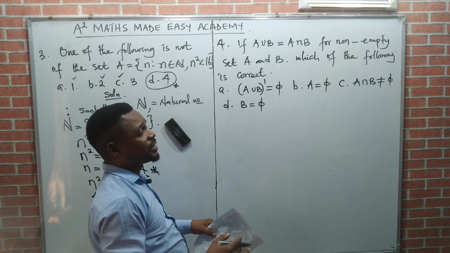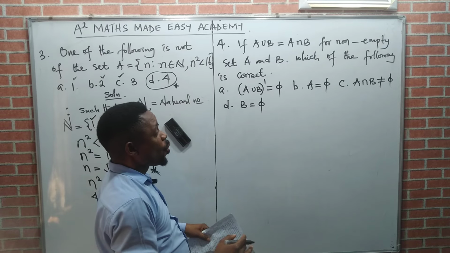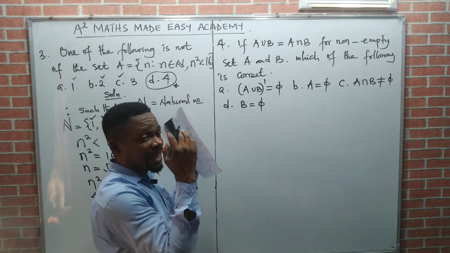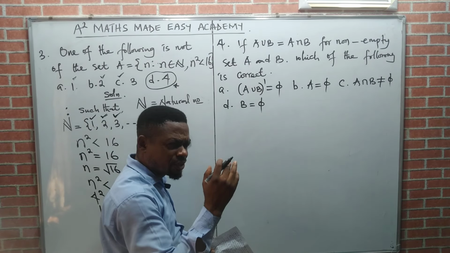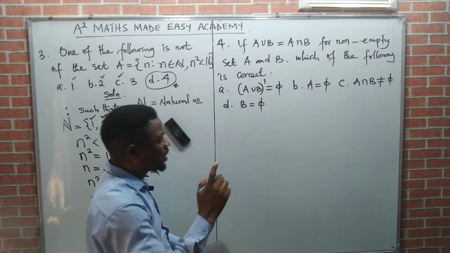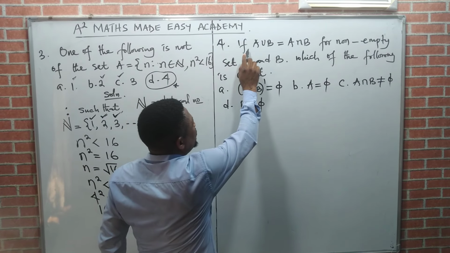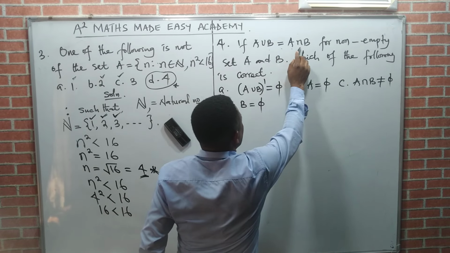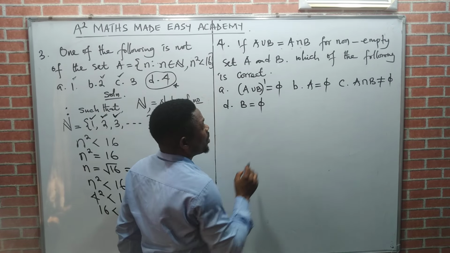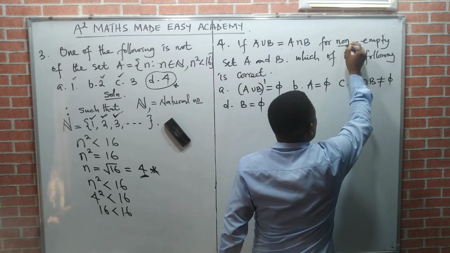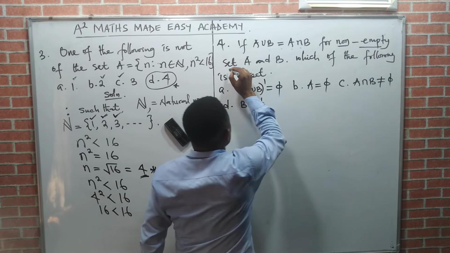Can you see this particular one? Do you need to solve it? The answer is no. You just need to read the question, digest everything there, and begin to piece it together one after the other. Now let's go. The question says if A union B is the same as A intersection B, are you with me now? For the non, I want you to underline the word non-empty set.